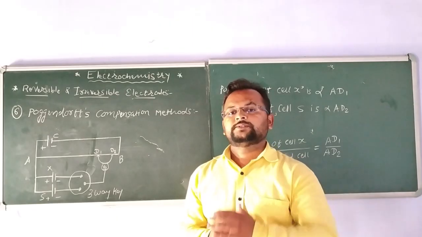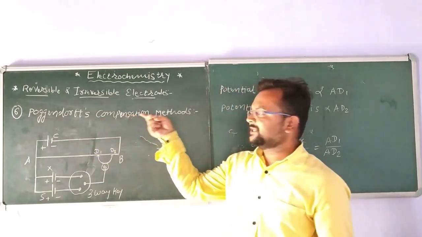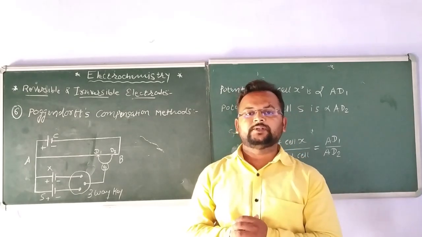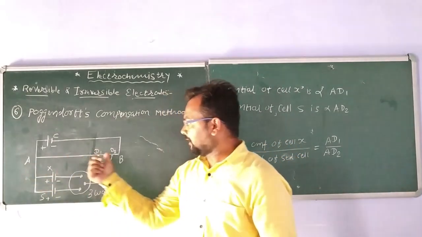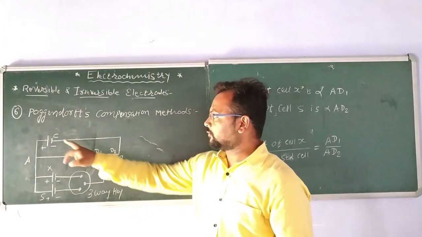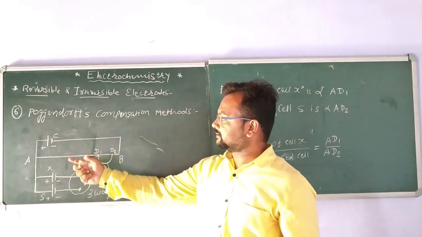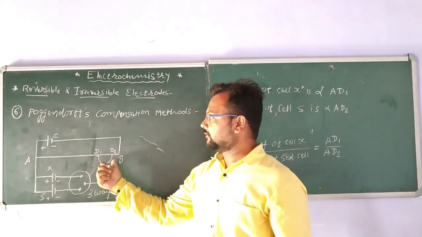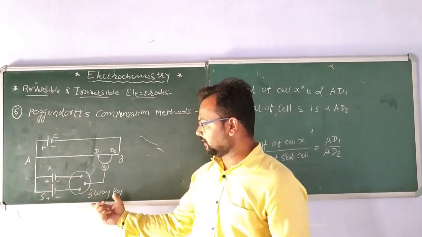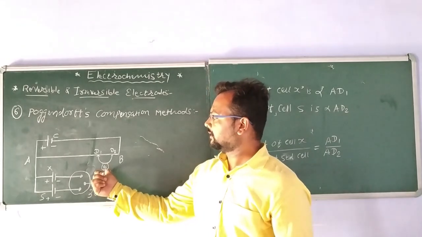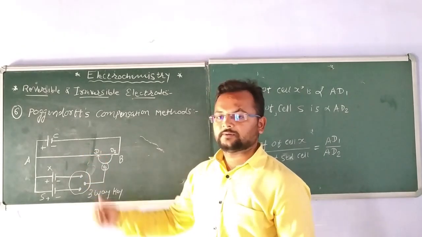Now the sixth point is the Poggendorff compensation method. It is useful for the determination of the EMF of a cell. Here, points A and B are the potentiometer wire, and the total voltage of the battery is supplied across the length of wire AB. The cell is connected through a key and galvanometer, and the null point D1 is noted here.